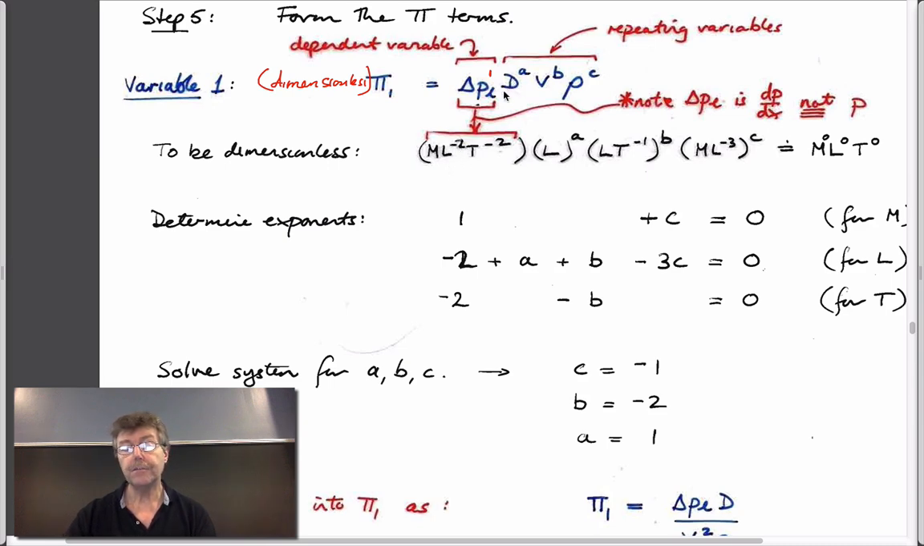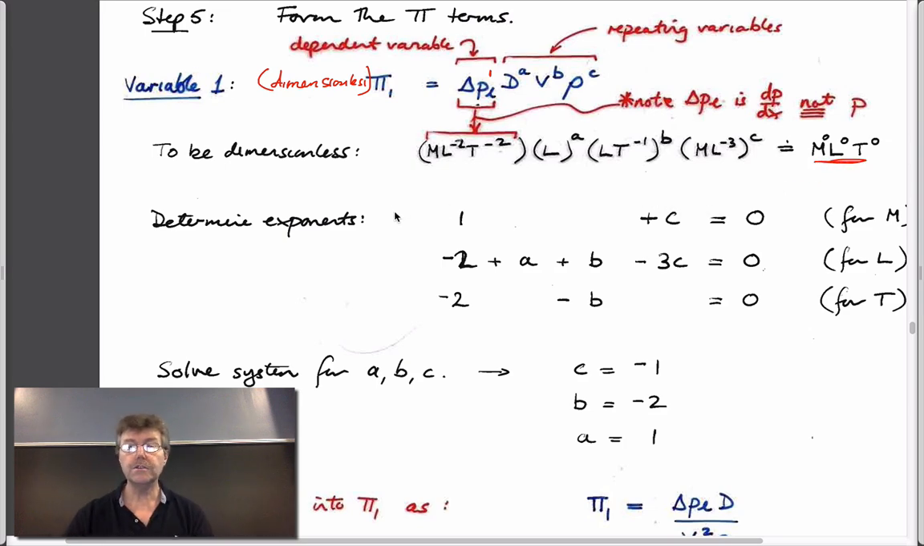And we're going to define the parameters: diameter, which is length to the power a; velocity, length over time to the power b; and density, mass over length cubed to the power c. Together, these have to equal mass to the power 0, length to the power 0, and time to the power 0, right? By definition. If it's dimensionless, this is our definition of having no dimensions.